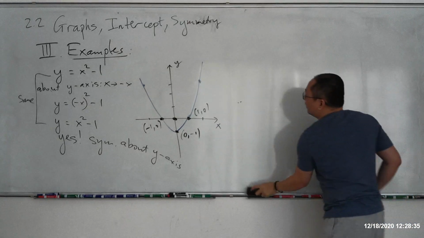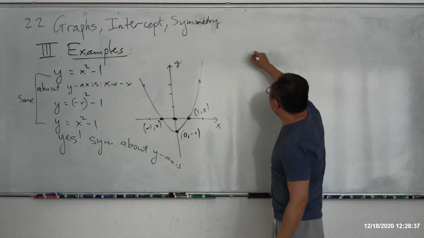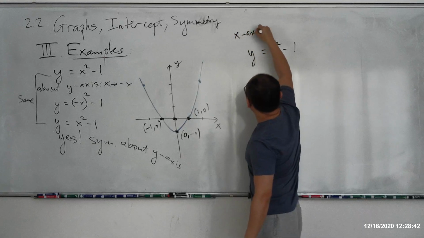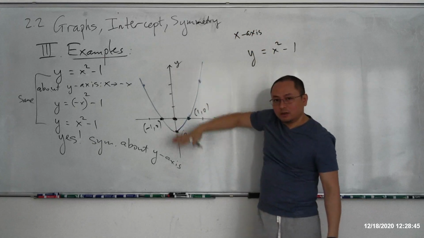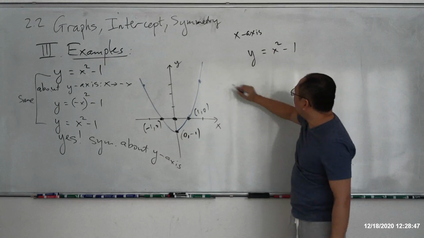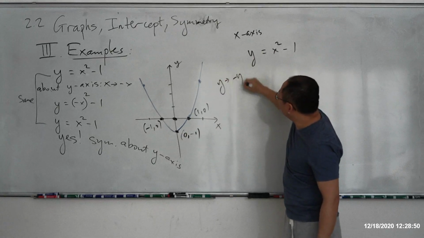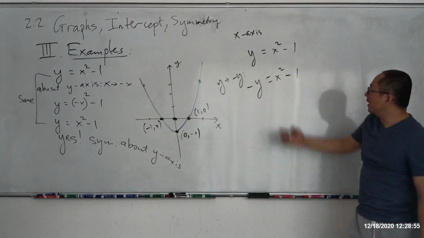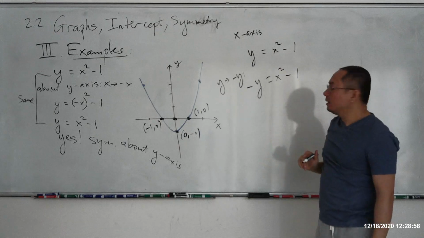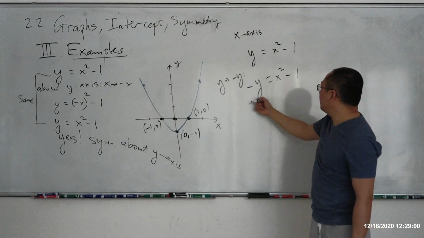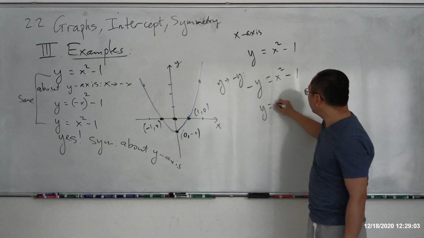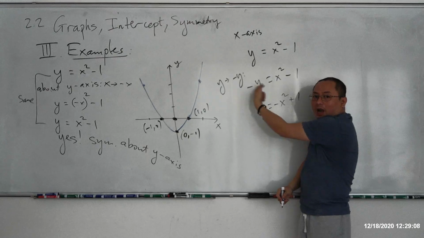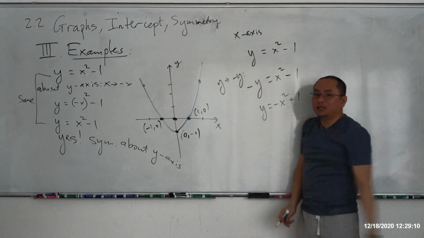Now, we test for symmetry about the x-axis. My original equation is y equals x squared minus 1, right? To test about the x-axis, what do we need to change? Flip about the x-axis, we change y to negative y. We have negative y equals x squared minus 1. I keep everything else the same, except y now becomes negative y. And simplified, we get y equals negative x squared plus 1. You see how I got from here to here? I multiplied both sides by negative 1.